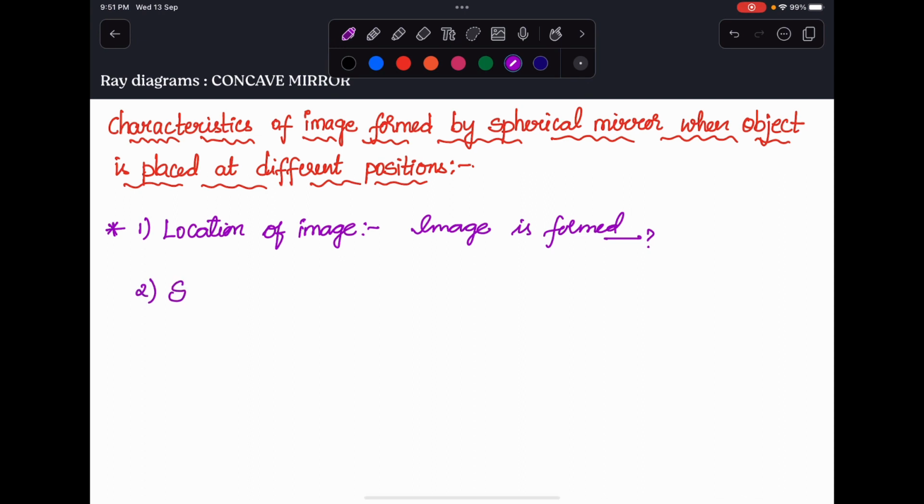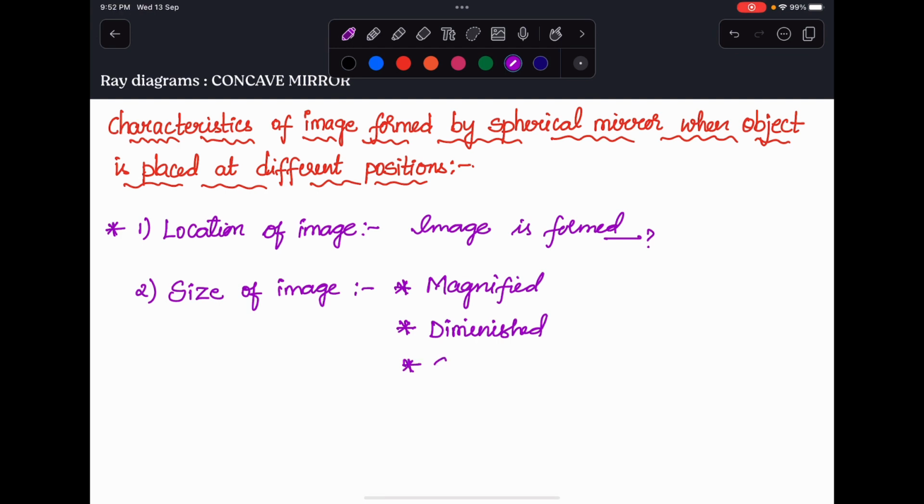And the second one is the size of the image. After drawing the ray diagram, after the location, immediately go to the size of the image. In this, the image can be a magnified one, or the image can be a diminished one, and the image can be of the same size. That's it.